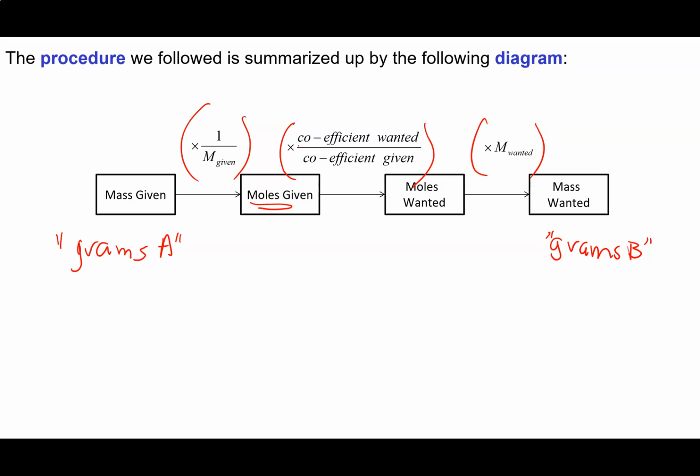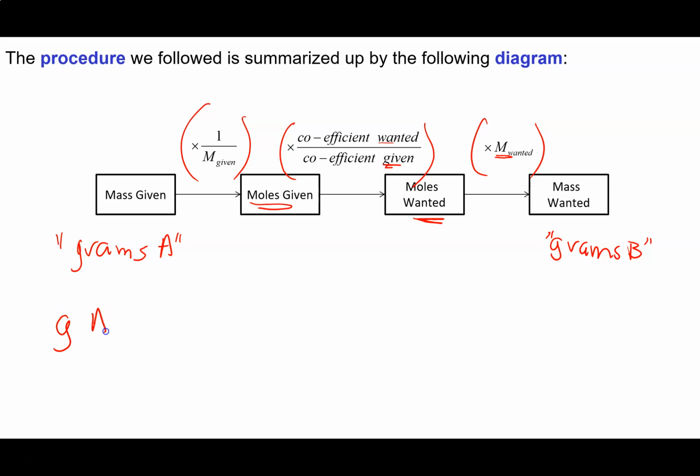Then you're going to multiply that by the mole ratio that has the coefficient of the substance you're interested in on the top line, divided by the coefficient of the substance that you're converting from on the bottom line. That'll give you the moles of the substance that you are curious about. And then finally, you have to multiply by the molar mass of the substance that you're interested in. So basically that's what you're going to do.